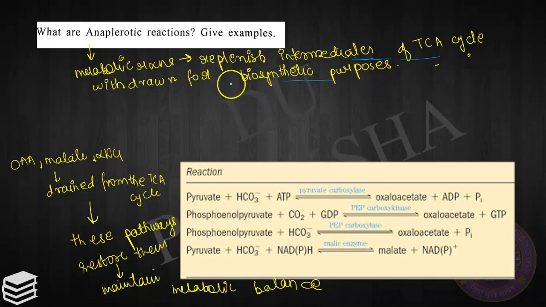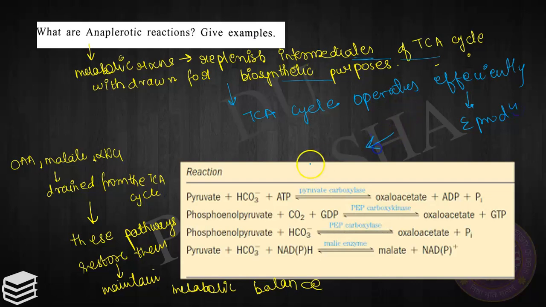This reaction ensures that the TCA cycle operates efficiently for both energy production as well as for biosynthesis.